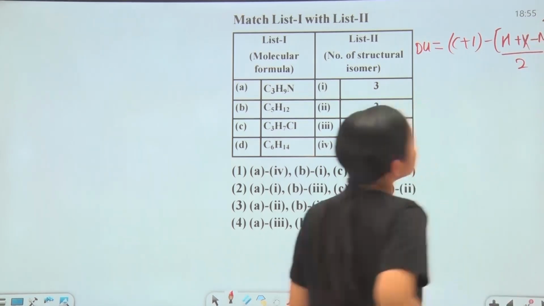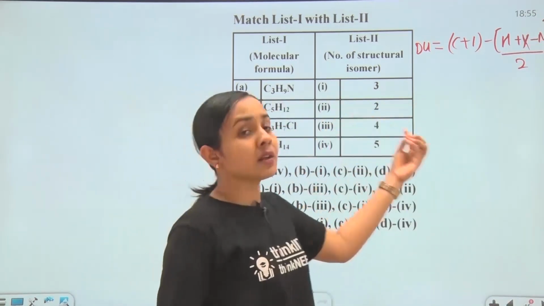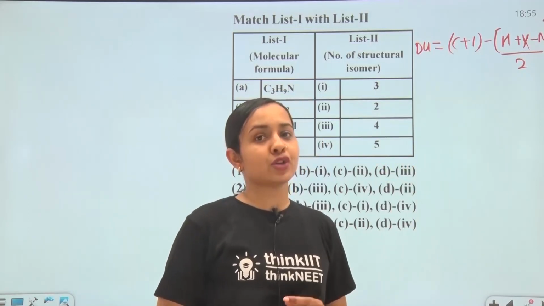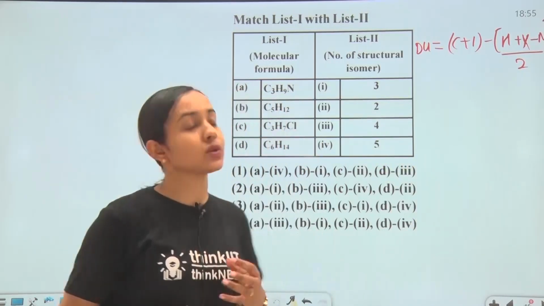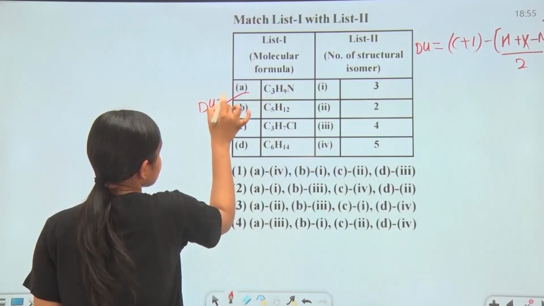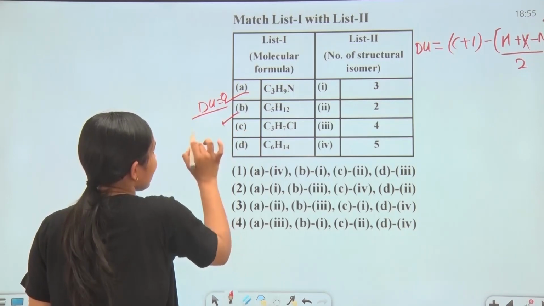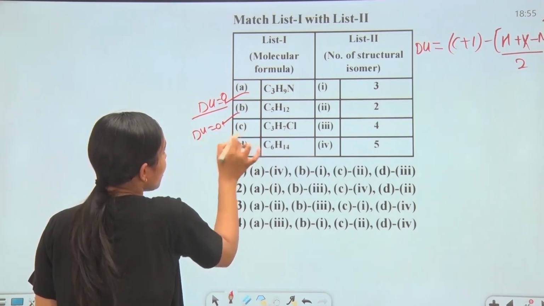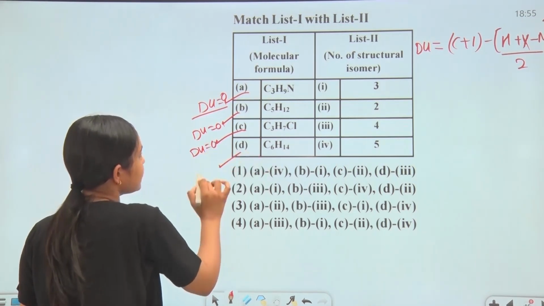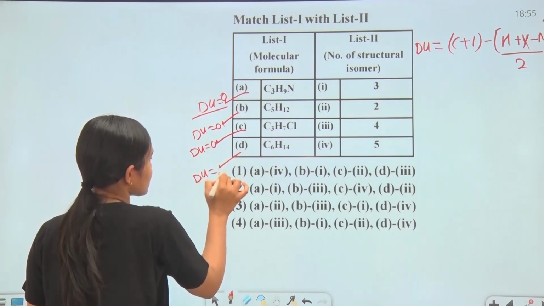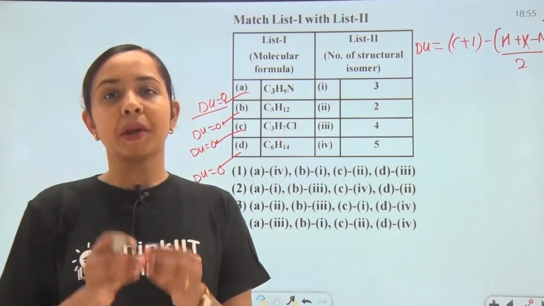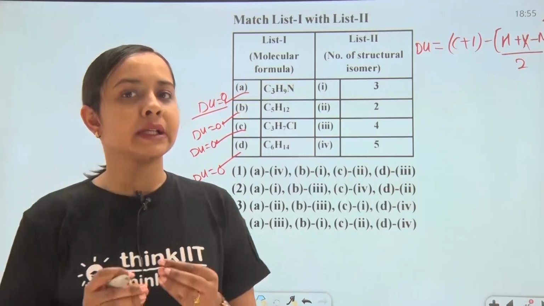This is the formula to calculate the degree of unsaturation when the molecular formula of a compound is given. So now here for C3H9N, we find DU is equal to 0. For C5H12, DU is equal to 0. For C3H7Cl, DU is equal to 0, and for C6H14 also DU is equal to 0. If DU is equal to 0, that means the compound does not contain any type of pi bond or any type of cyclic ring, right?